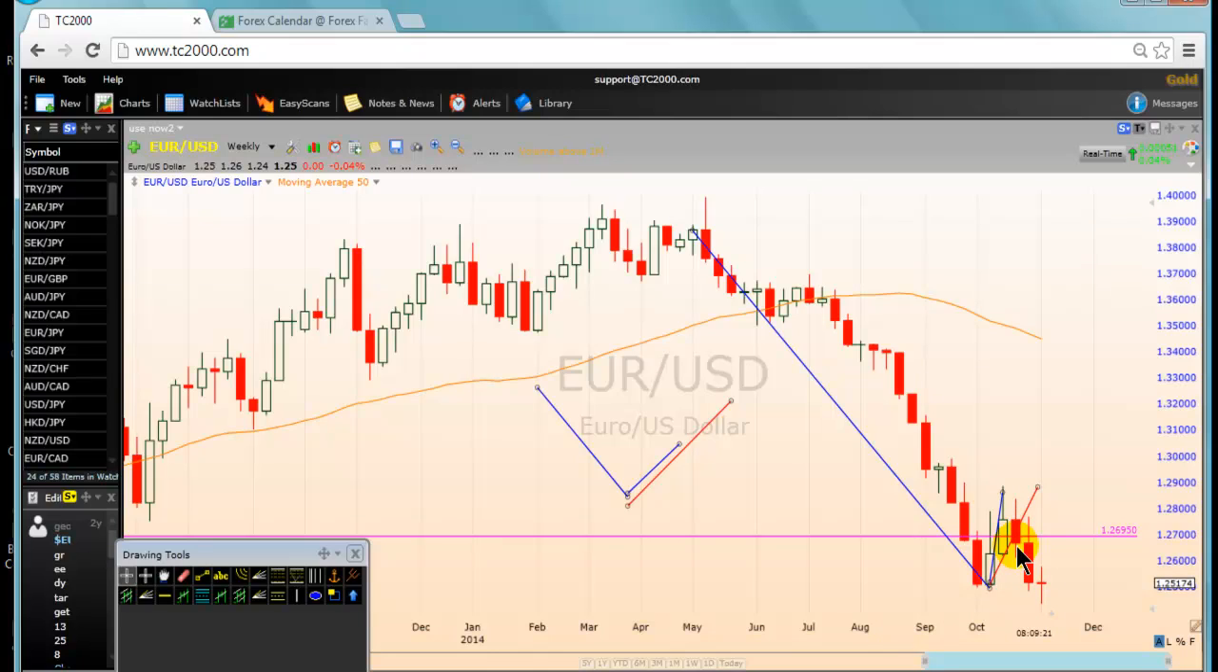So remember, the setup is not the signal. The setup is not the entry. As you can see, the following week, this candle here, the price went back up to retest the common sense trend line before going down. So at this point in time, we know that the bearish momentum is quite strong, and a candle has closed below the common sense trend line.